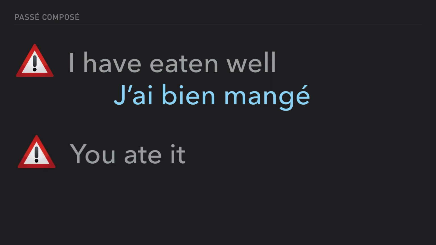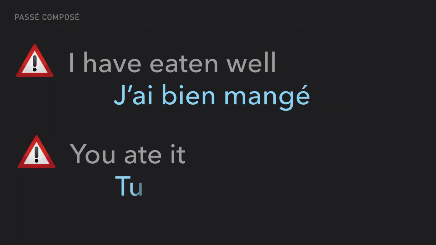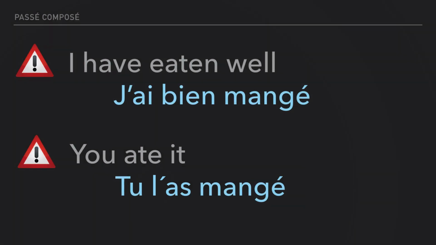Another example, but this time with a pronoun. So where are we going to put the pronoun it? You ate it. Well, tu l'as mangé. In this case, in French, it is just before the verb. Tu l'as mangé, l' is it. Okay, so when you have an adverb, it is between the two verbs; when you have a pronoun, it is before the two verbs.